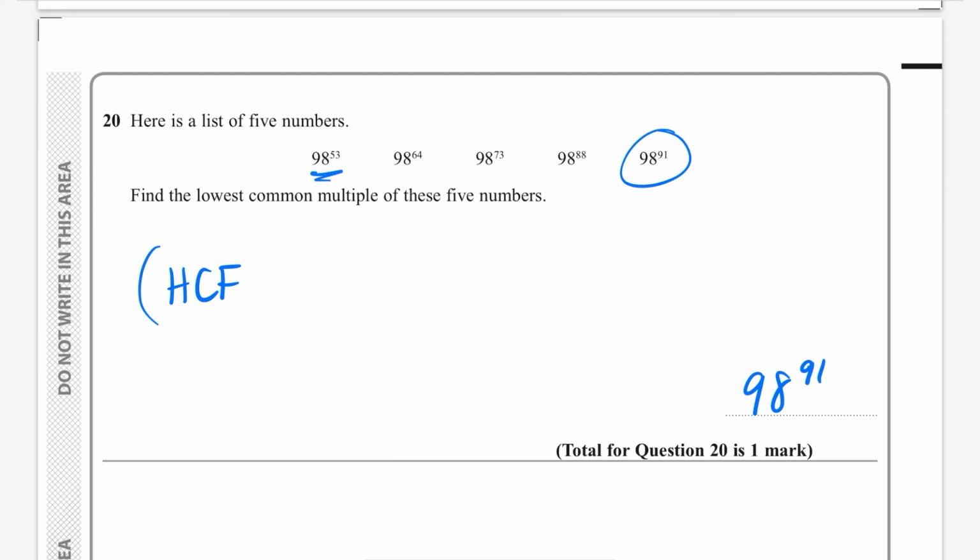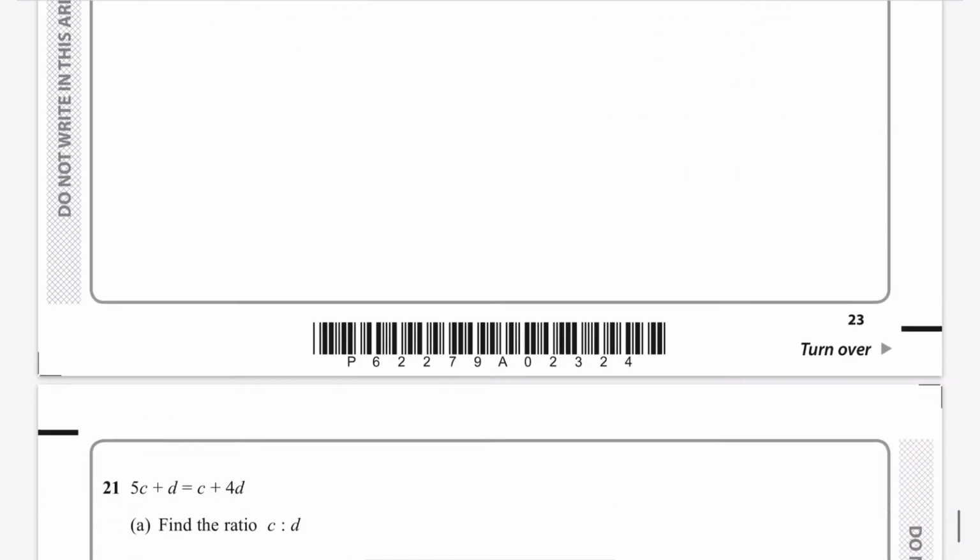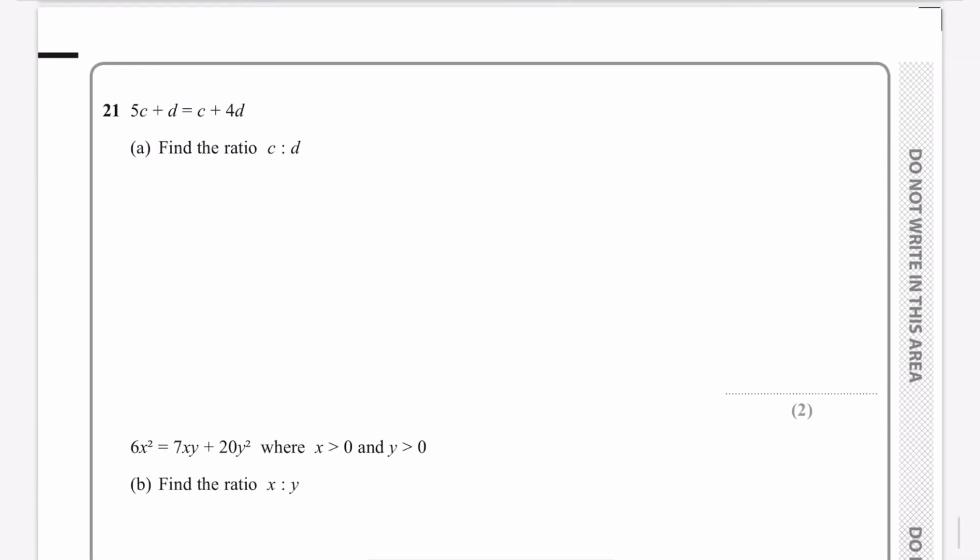So the highest common factor would have been 98 to the power of 53. It looks like a very unusual question, but if you use your ideas of highest common factors and lowest common multiples, you should still be able to come up with this. Okay, I believe this is the last question. Yeah, and it's a pretty tough one. Well, part B is tough, but 21A is kind of okay.